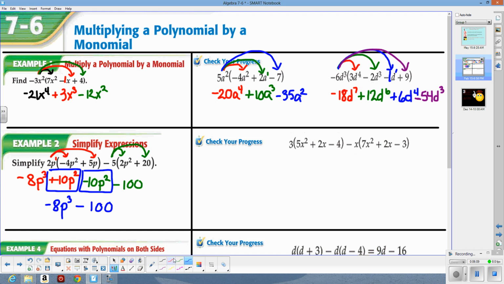You may want to pause the video and try the next one on your own. 3 times 5x squared is 15x squared. 3 times 2x, positive 2x, is 6x. And then 3 times a negative 4 is negative 12.